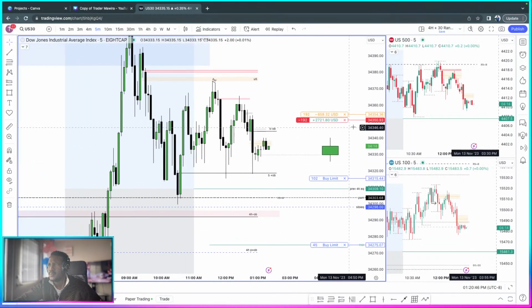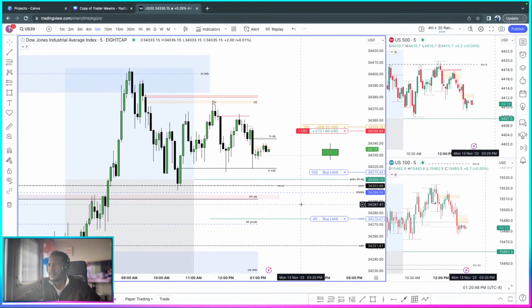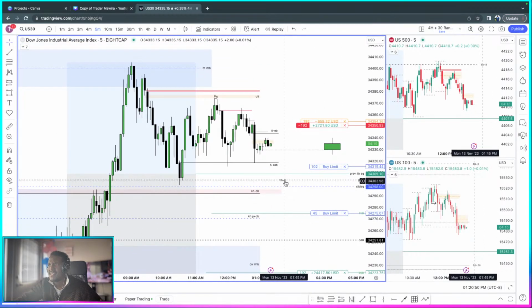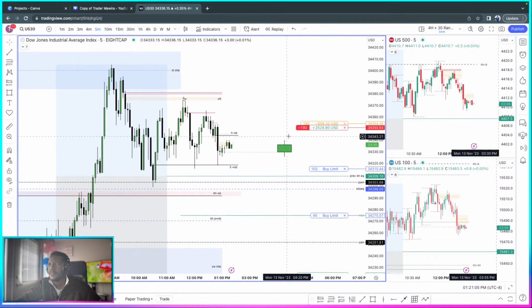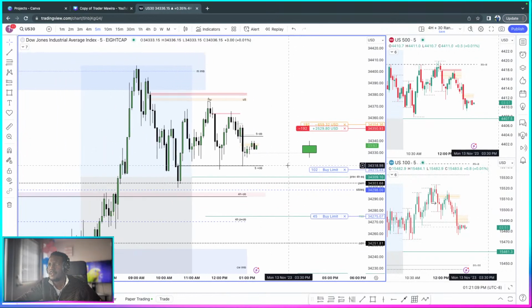So that is good. Previous day high. Okay, I don't need that anymore. Power of 3. That is the 1 p.m. candle. Let's just watch it. So that high, I'd like to see respected.